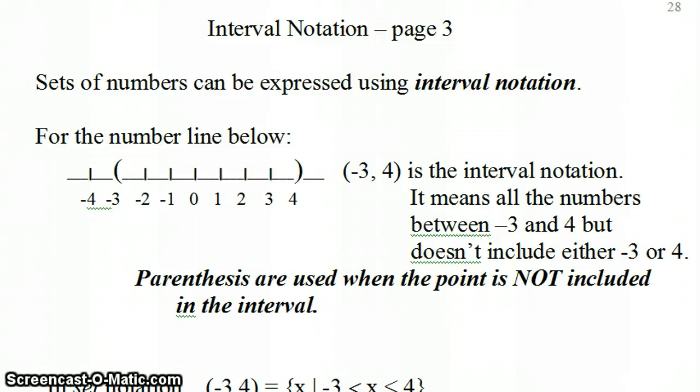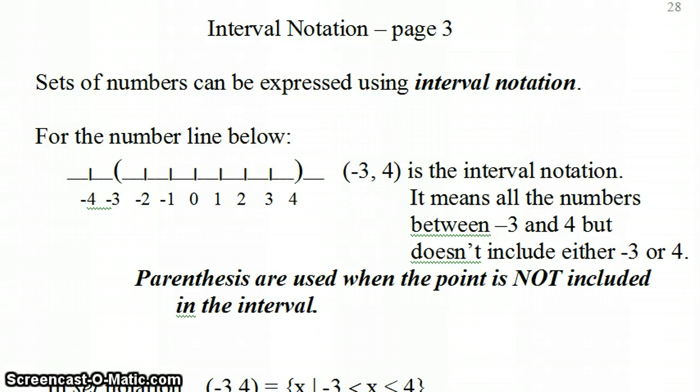If we have it represented in interval notation, what we do is we just drop the number line out and list both endpoints, with the smaller endpoint being to the left. So parenthesis, -3, 4, close parenthesis is the interval notation, which means all numbers between -3 and 4, but not including the -3 and not including the 4. So parentheses are used when the point is not included in the interval.